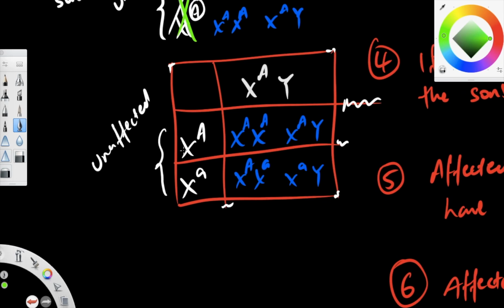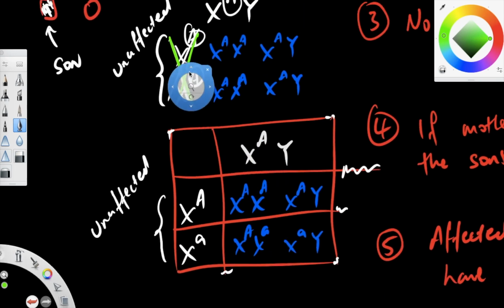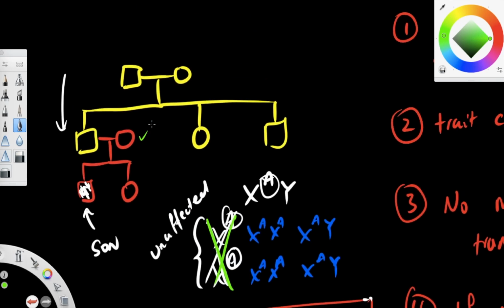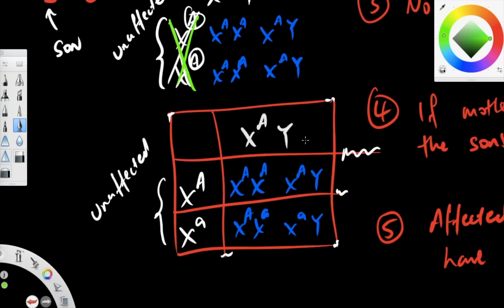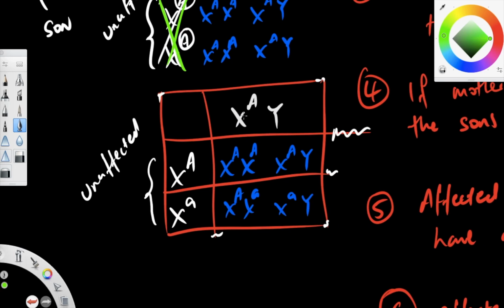The other possibility for the mother is this genotype, capital A, little a, right? It's still unaffected, as shown in the pedigree. Unaffected mother. And the father, as we have said, this is the only genotype for the father. And yes, it is possible to have affected offspring using this genotype combination, right? 100% of the daughters are not affected. Unaffected.